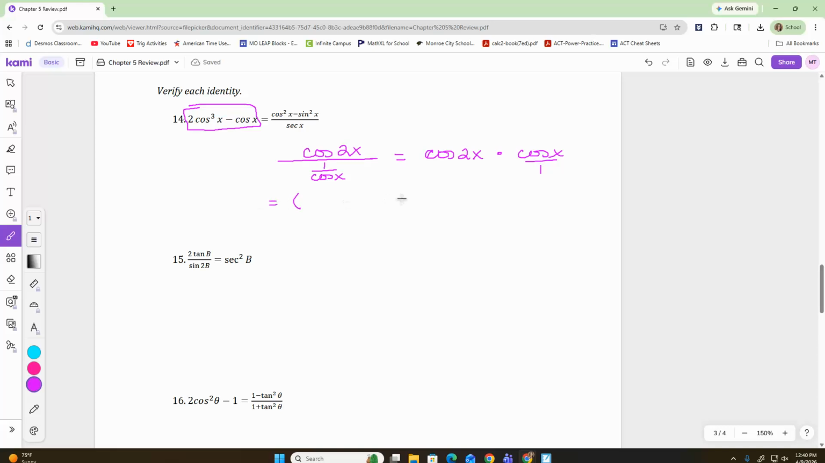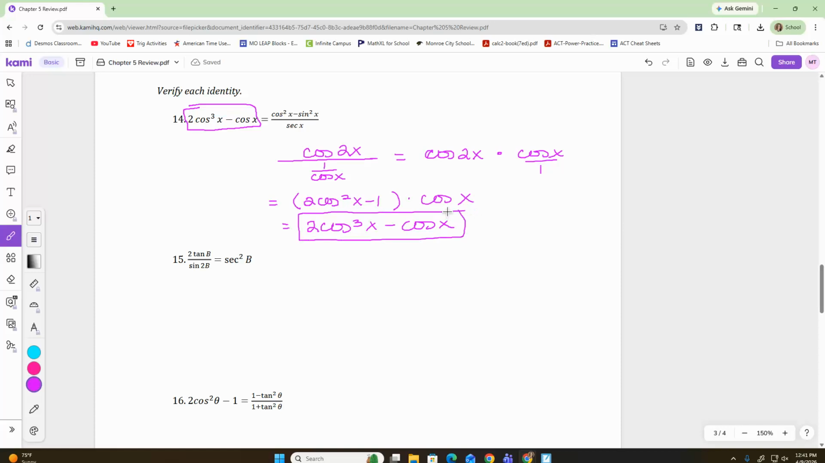My final answer, do I want a cosine 2x? No. Look at what we want though. We only want cosines. Look at your formulas for cosine 2x. We have 3 different choices. Which one only involves cosine? 2 cosine squared x minus 1. Then if you distribute your cosine, you get 2 cosine cubed x minus cosine x.